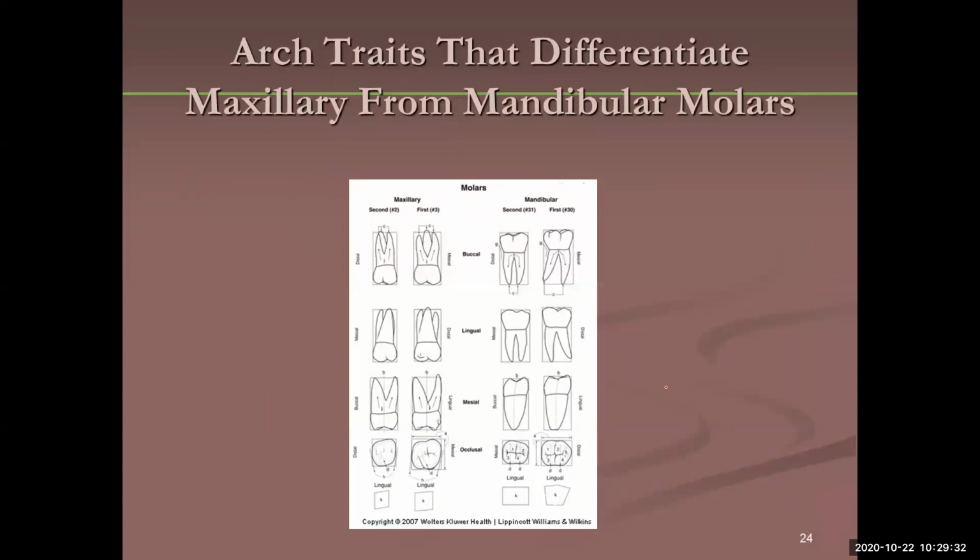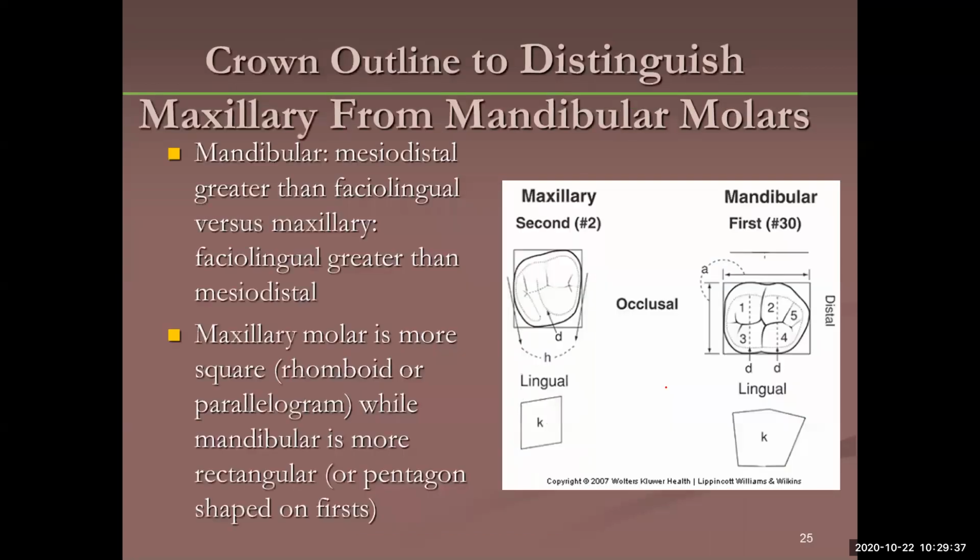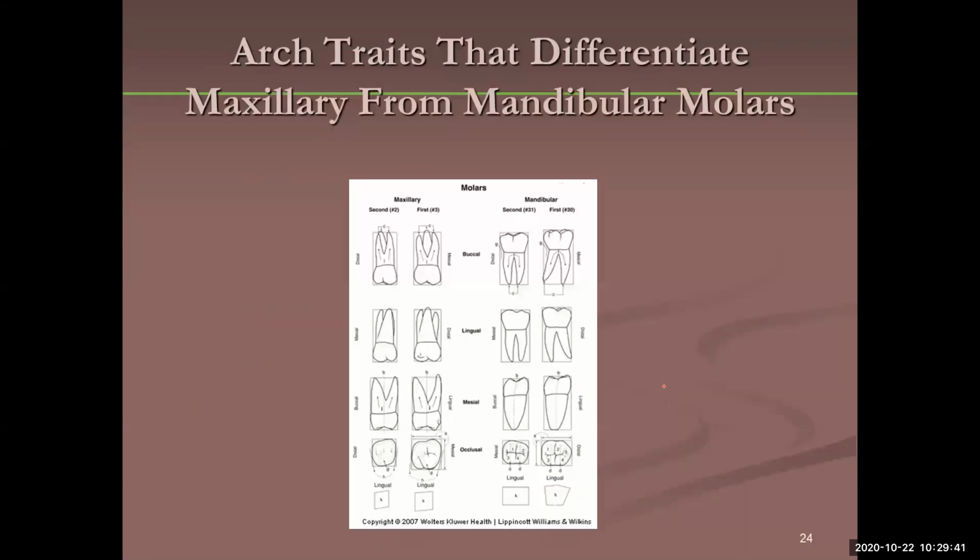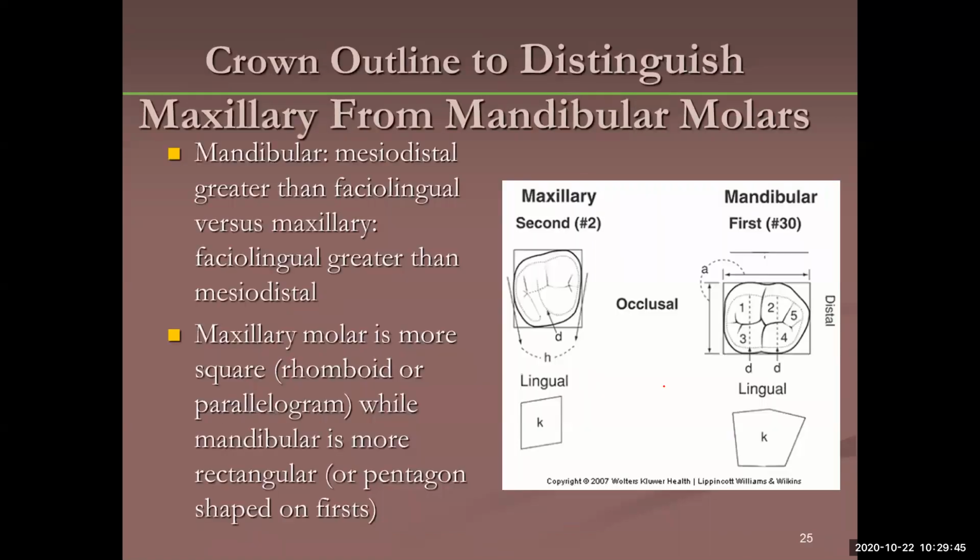How can we tell a top from a bottom? Root numbers. Root numbers is the first one, and looking for those other characteristics. The mandibular mesial distal is greater than the facial lingual, versus the maxillary. I'm not going to be talking about this on your test. The maxillary molar is more square, while the mandibular is more rectangular, okay?